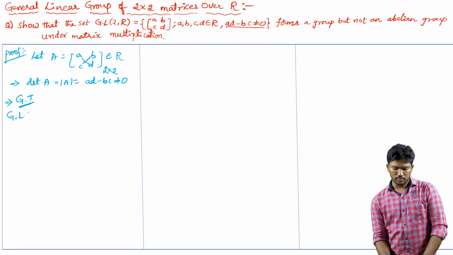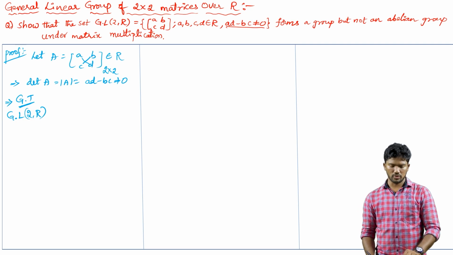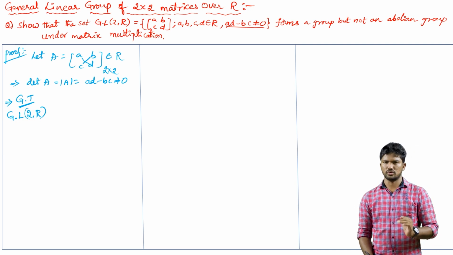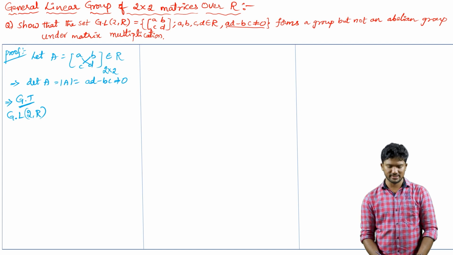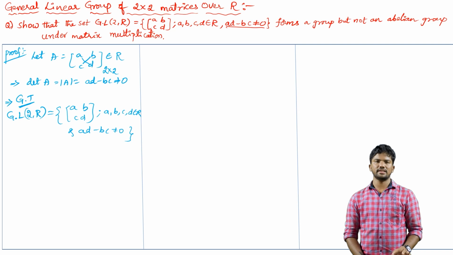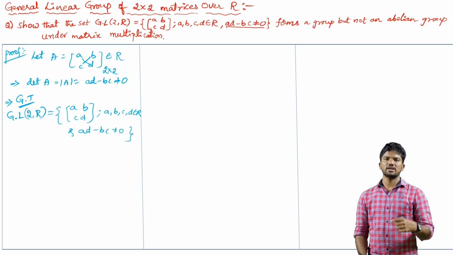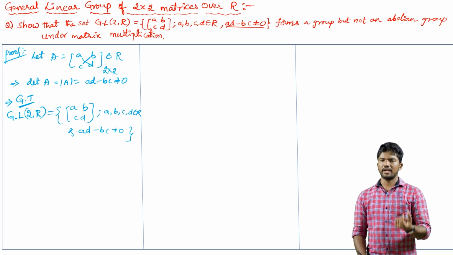simply the general linear group, we denote in this format GL(2, R), where 2 represents the order of the matrix, 2 by 2, and capital R represents the real numbers, equal to the matrices [[a, b], [c, d]], where the entries belong to real numbers and the determinant ad minus bc is not equal to 0. This is the set given in the condition. Now by using this definition we have to prove it is a group but not an abelian group.